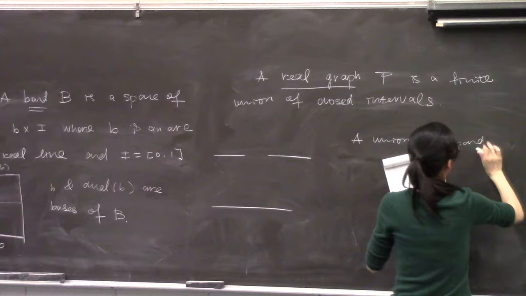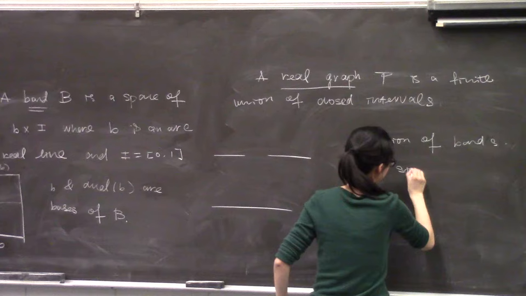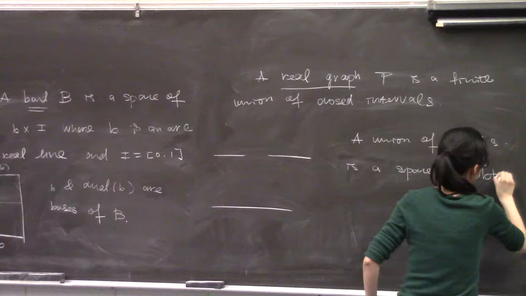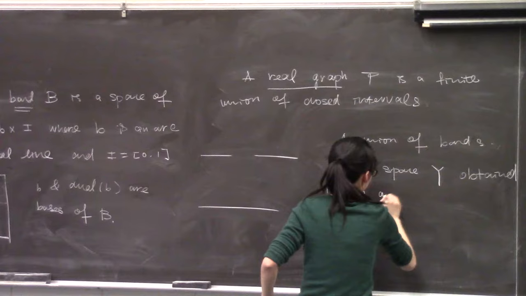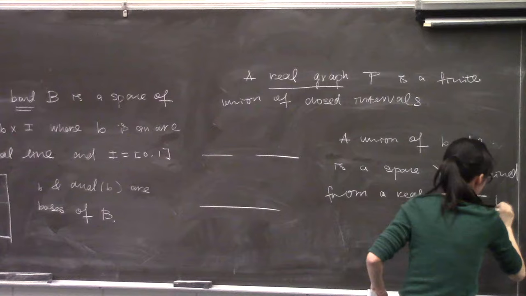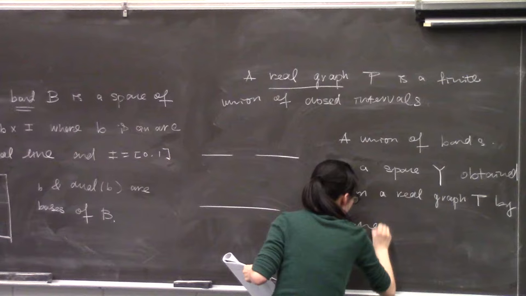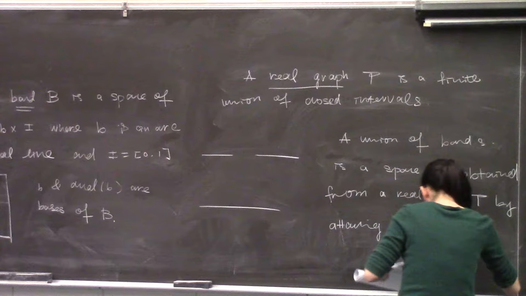And then a union of bands is a space Y obtained from a real graph gamma by attaching a finite collection of bands.